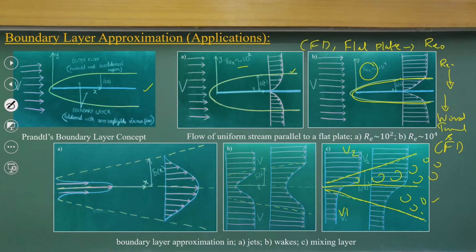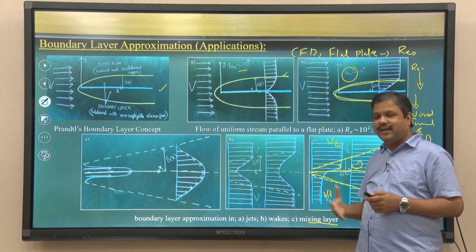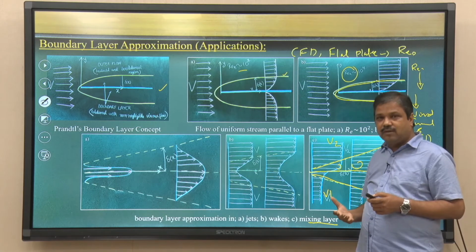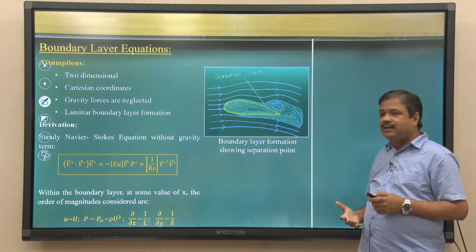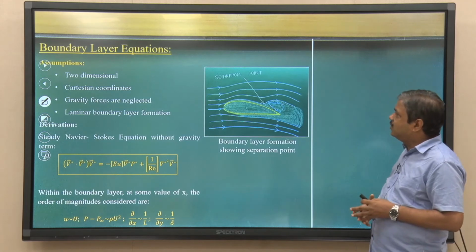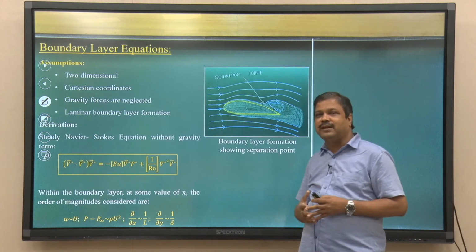So, we can look at boundary layers happening for flow past a rigid object, for a jet, for wake formations and for mixing layers. That is my point to highlight: boundary layer can be used for many of these problems. Okay. Now, if you come back to how to derive these boundary layer equations.